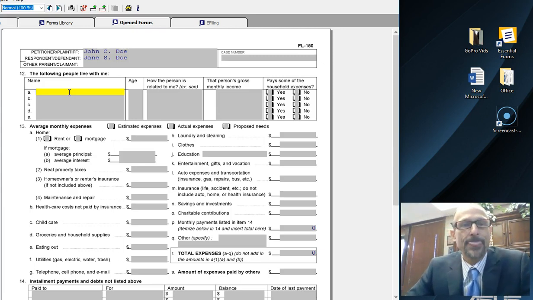You can list them. If you need more room because you live in a house with 9 people in the house, then you're going to want to attach a sheet, an 8.5 by 11 sheet of paper, lined or unlined is fine.